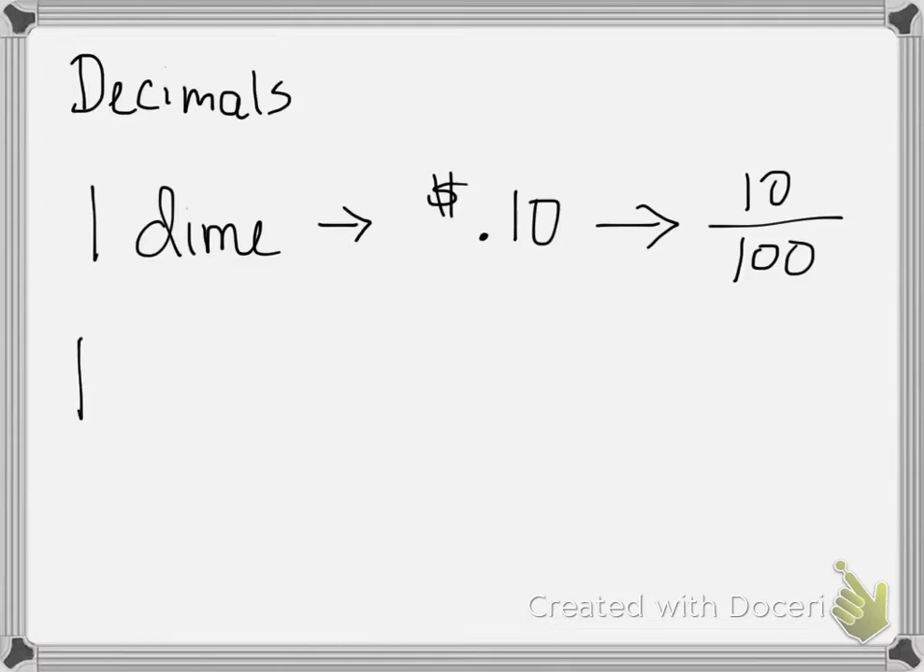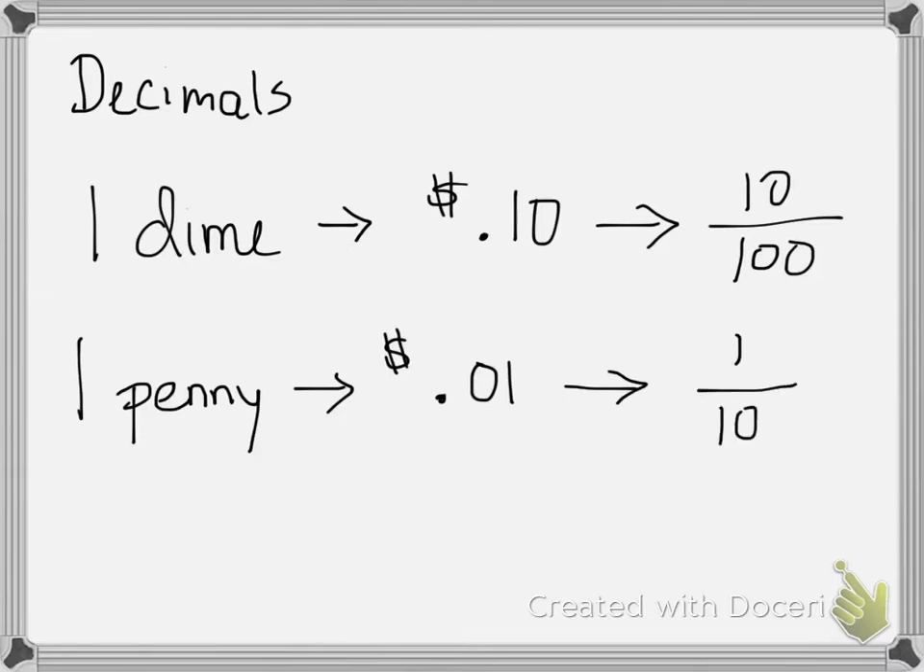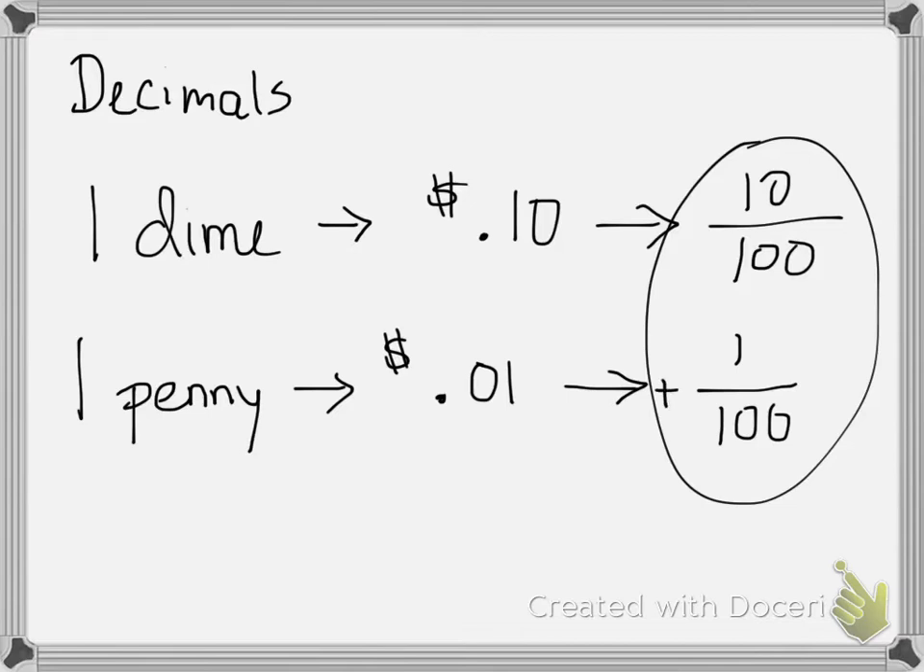Well, what if I changed my question to 1 penny? How would I write 1 penny as a decimal or in money? Well, it would be 0.01, 1 out of 100, which would also be our fraction, 1 out of 100. Now, we know how to add fractions. So if I said, let's add these two together, let's say we have a dime and a penny, and you had to add those together. 10 hundredths plus 1 hundredth is going to give you 11 hundredths. But today we're going to work on adding decimals.